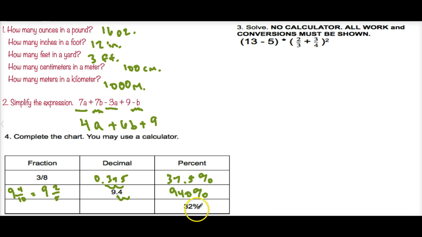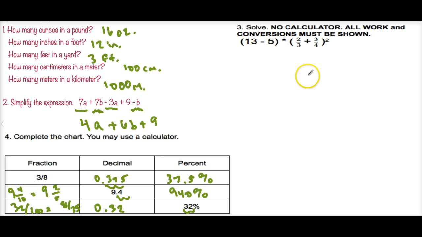Our last one is 32%. To convert to a decimal, we need to move the decimal 2 places to the left. So it's 0.32, 32 hundredths. And as a fraction, that's going to be 32 over 100, simplified to be 8 over 25. Alright, and that's number 4. I know I need to leave room for number 3.